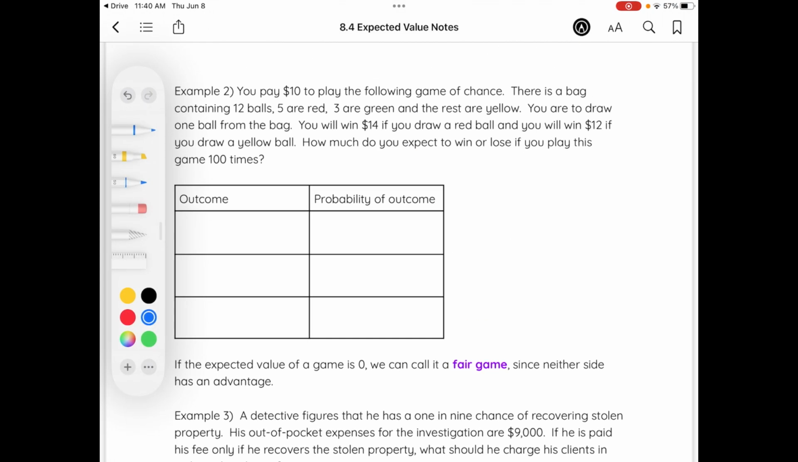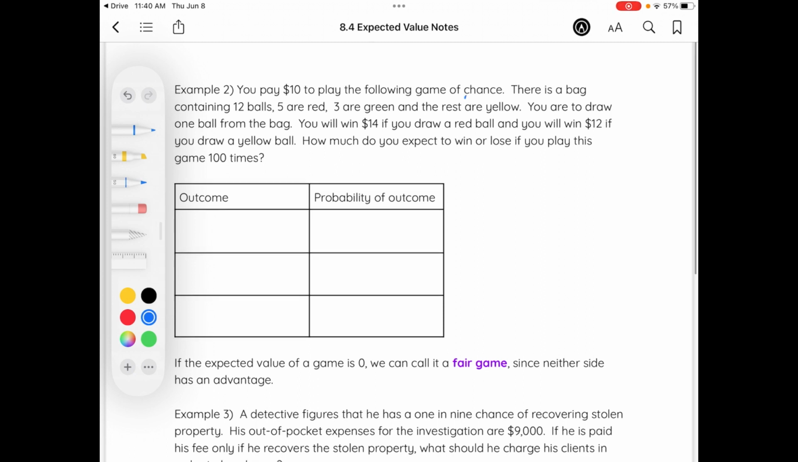Now, our second example: you have to pay $10 to play the following game of chance. So now we have to pay to play. There is a bag containing 12 balls. 5 are red, 3 are green, and the rest are yellow. So I'll just figure this out. We have 5, 8, so that means 4 of them have to be yellow.